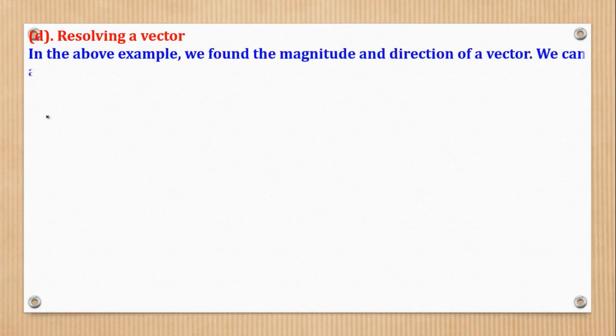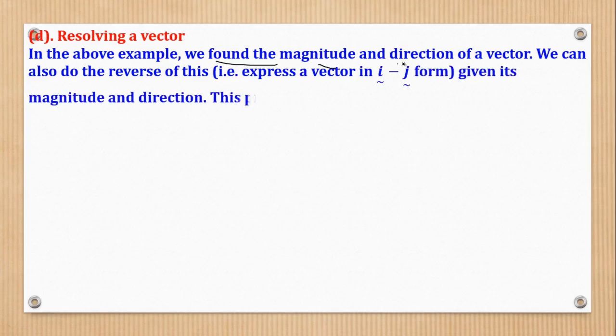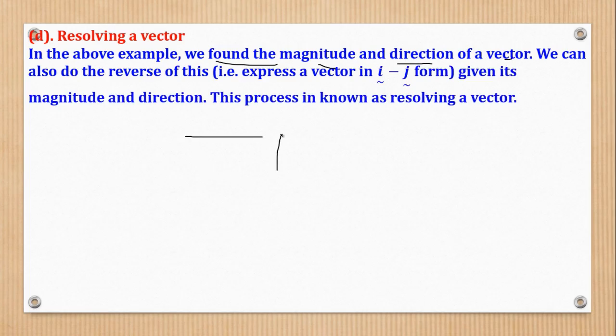So we shall start by saying this, that in the above example, we found the magnitude and direction of a vector. So we are given a horizontal part and a vertical part, and we get the magnitude and direction. But what if we want the reverse? For example, what if we are given the magnitude and direction, and they want us to get the horizontal part and the vertical part? Now you have used the word part, but in physics we call it component. So by saying the word component, it means a part.